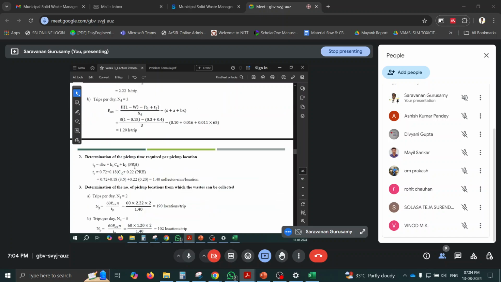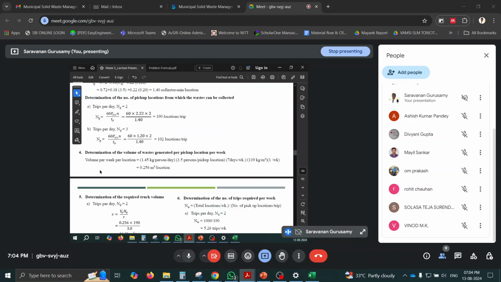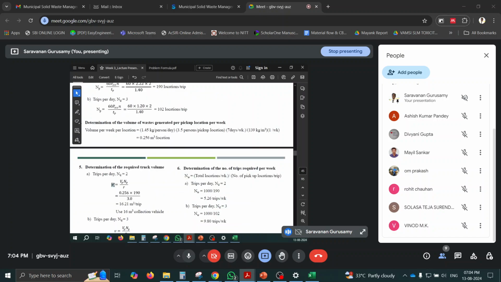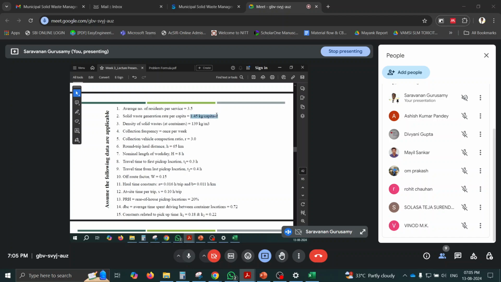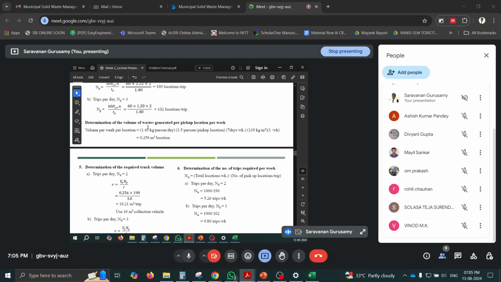So as you know, how to find the truck volume: small v equals capital VP NP by R. R was given as 3, that is the compaction ratio, and then NP we are going to find and VP we are going to find. VP is the total volume of the waste collected. That is given as 1.145 kg per day, and then density is also given, and the number of residents is also given. So we can find the total volume of waste per location by multiplying with 7, which will give you how much waste is generated in a week in a location.